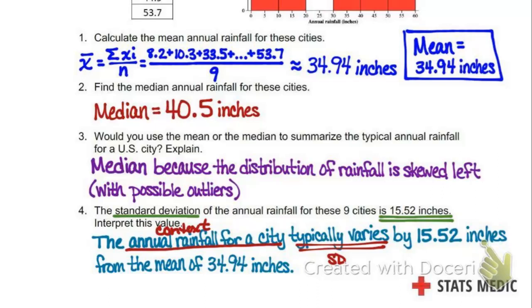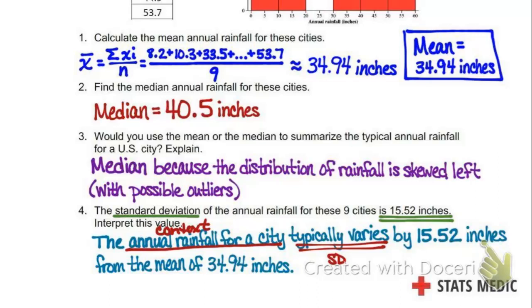Interpretation of the standard deviation. The annual rainfall for a city, there's my context. This is what we're talking about here. The annual rainfall for a city typically varies by, this is the language that you want to use when you're describing standard deviation. It typically varies by 15.52 inches from the mean of 34.94 inches.